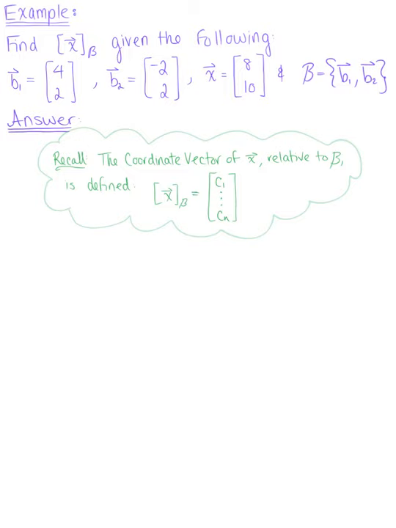Find the coordinates of vector x relative to basis b given the following. So to get us started here, we want to recall how our coordinate vector of x relative to b is defined. And we recall that it is defined as the vector of coefficients, or the vector of the weights of our vector equation. So we know that these coordinates must satisfy the following vector equation.